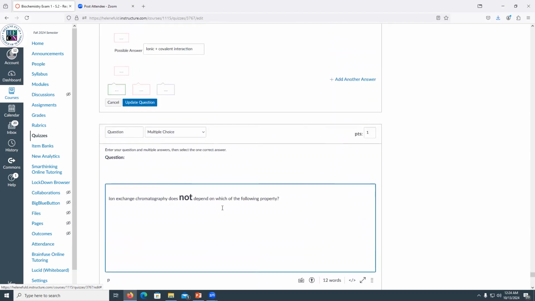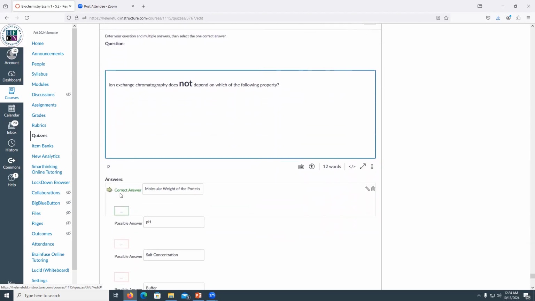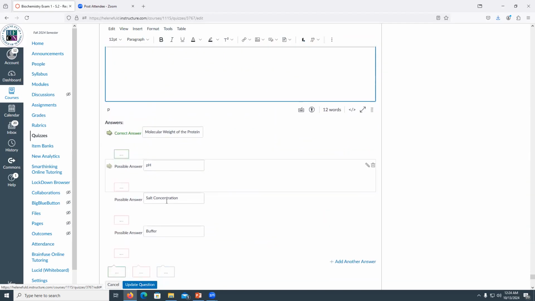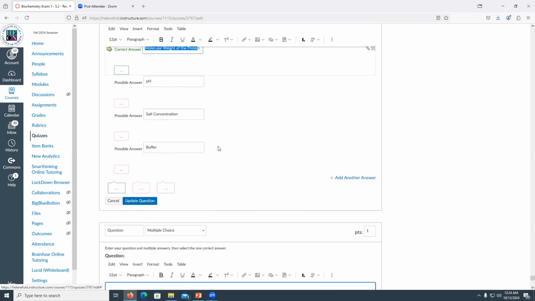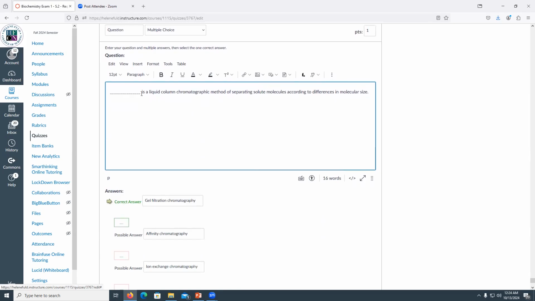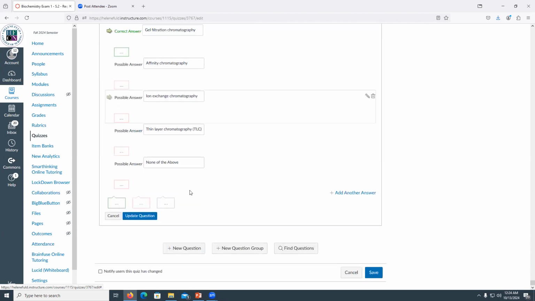Ion exchange chromatography does not depend on which of the following? Ion exchange depends on electrolytes, the pH, the salt concentration, the buffer. It does not depend on the weight. That is gel chromatography, a liquid column chromatographic method of separating solute molecules according to differences in molecular size. That's gel filtration chromatography.